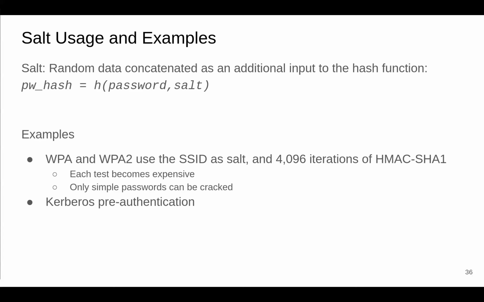That's benefit number 1. Benefit number 2 is the salt is different for each user, because you're storing the salt on a per user basis. So if user A and user B have the same password, the hash will be different, right? So that's the second benefit. WPA, WPA2 use the SSID as salt.